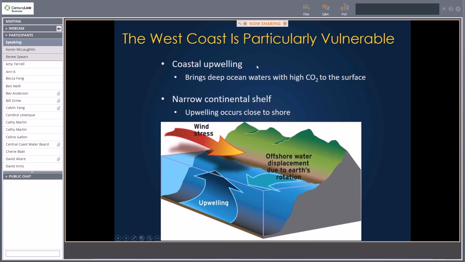Okay, now I mentioned that the deep ocean flow path comes from high latitudes to our coast, and we are particularly vulnerable here on the west coast because of two factors. One is we have a fairly narrow continental shelf, and wind-driven upwelling tends to move that water to the surface, with surface waters being replaced by these low CO2 waters from the deep. So the west coast of the U.S. is particularly vulnerable.